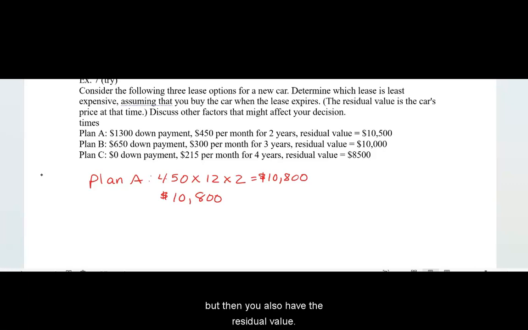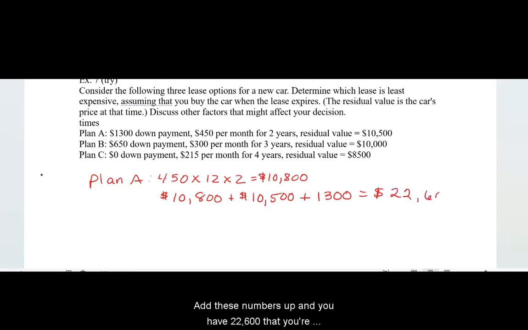But then you also have the residual value. That's the $10,500, what you're paying to buy the car at the end of the lease. And then don't forget, you put a down payment. So plan A says you put down $1,300 for this particular option. Add these numbers up, and you have $22,600 that you're paying altogether.